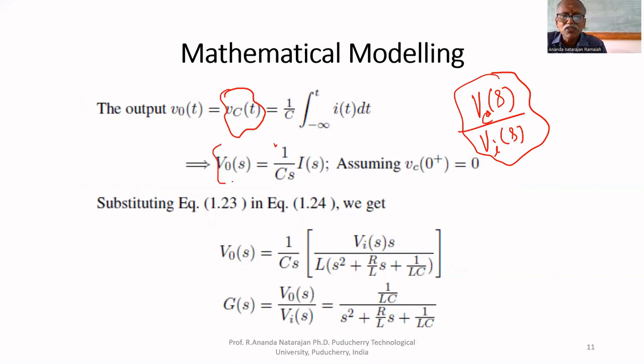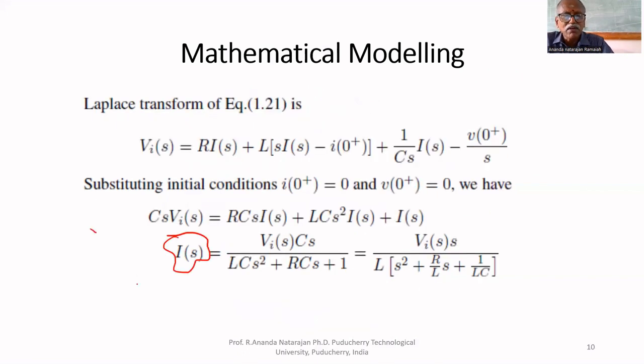If we take the Laplace transform of this part, what will we get? Vc of s. We can put V naught of s also. V naught means output, O for output. So we can say either Vc or V naught. Here we are considering it as output. That's why V naught of s equals 1 by Cs times I of s. Substitute in place of I of s: instead of I of s, we can substitute Cs times Vc of s or V naught of s.